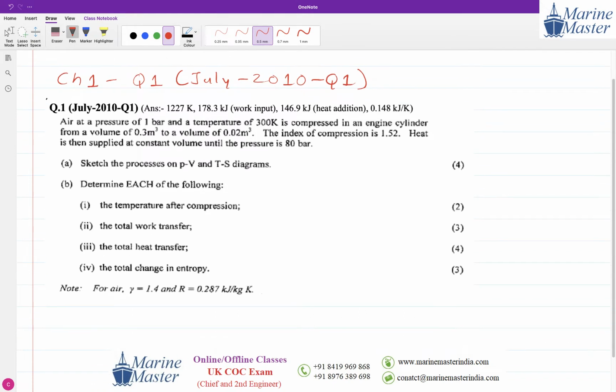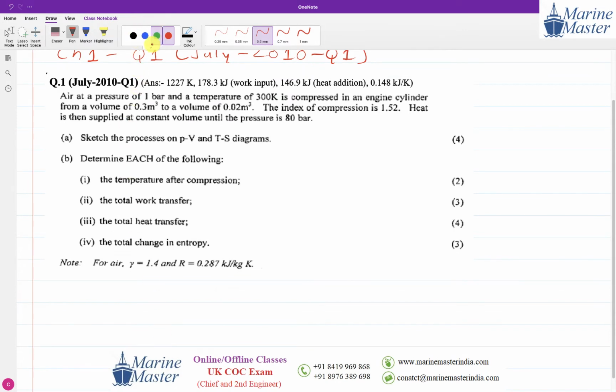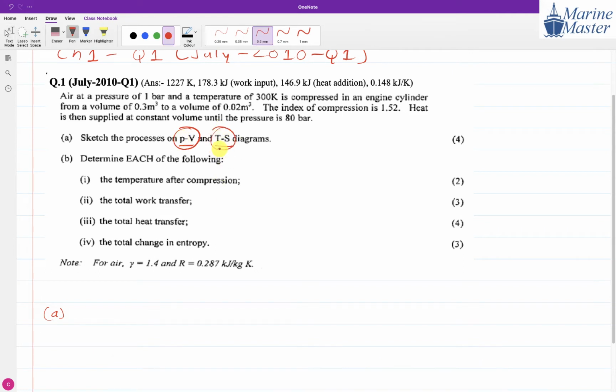Now guys, everyone try to see the scenario here, what we have to do. What is our target in part A? In part A they are asking us for the PV and TS diagram. PV stands for pressure volume, and TS stands for temperature entropy diagram. So we have to draw the pressure volume diagram and the TS diagram.